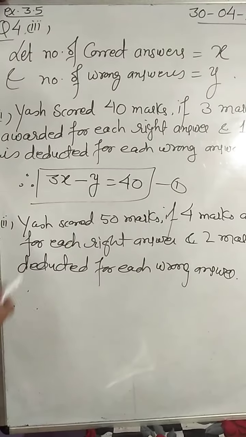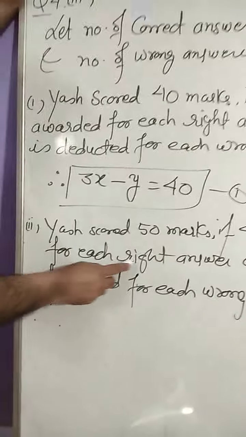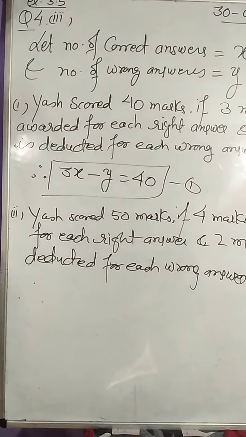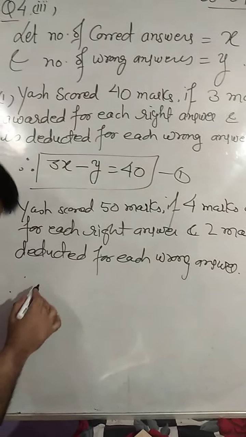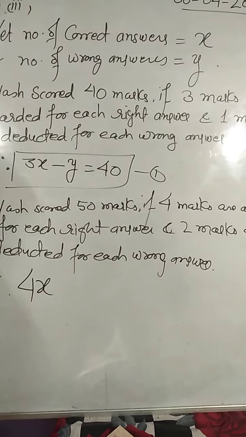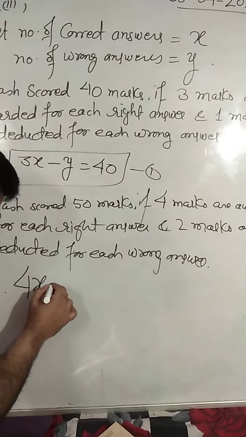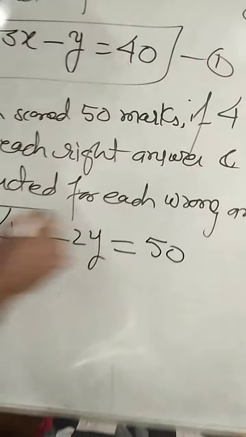The second case is given: Yash scored 50 marks if 4 marks are awarded for each right answer and 2 marks are deducted for each wrong answer. Earlier it was 1 mark deducted. Now, how many right answers? x. How many marks is he getting for each right answer? 4. So he was awarded 4x. Deducted is y into 2, that is 2y, deducted means minus. Now it becomes equal to how much? 50. We will get the second equation.